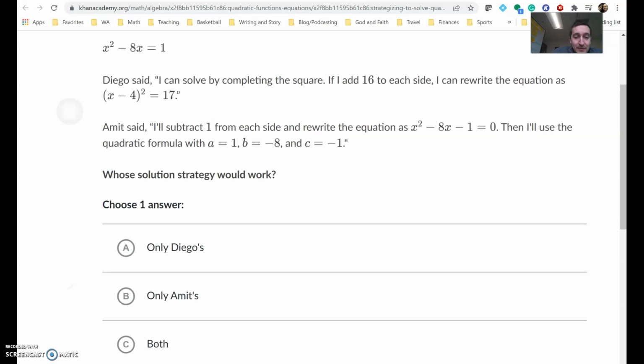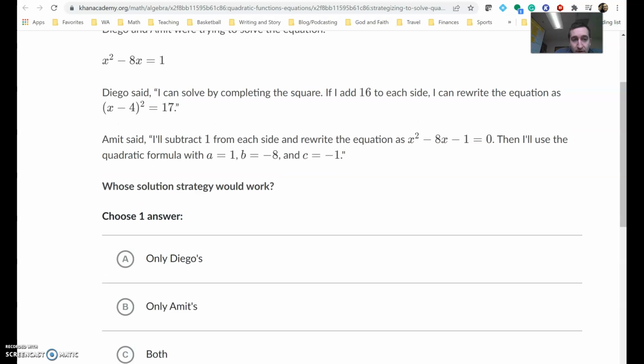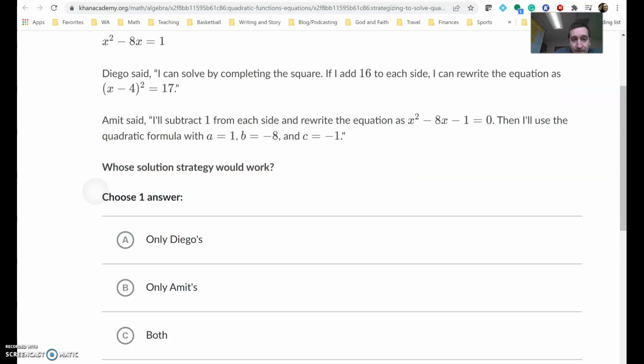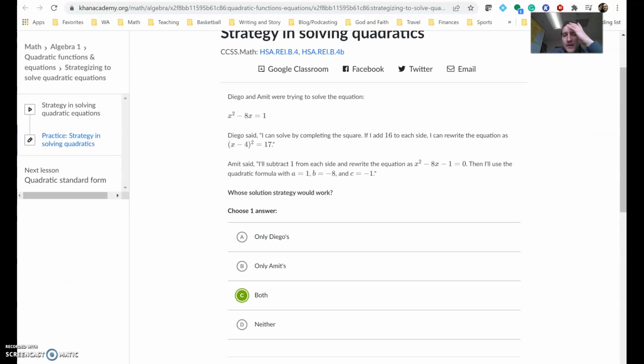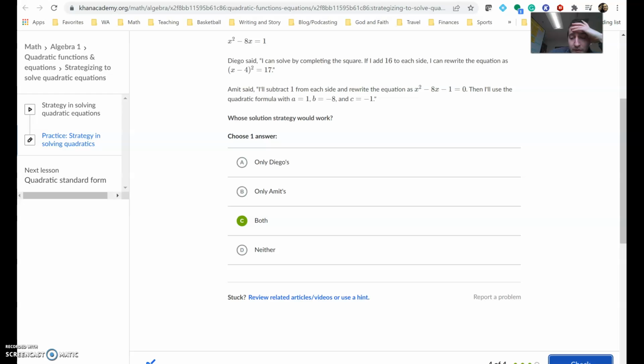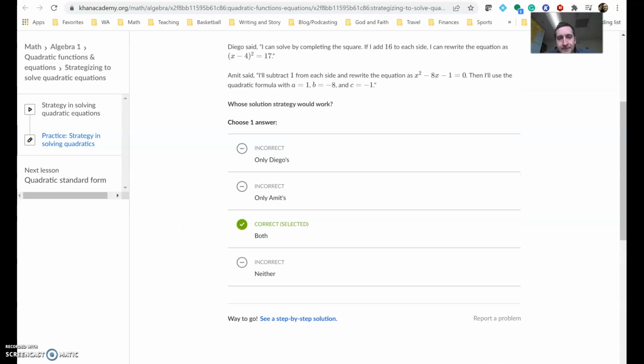And honestly, let's see if Amit's works. Subtract 1, so he moves the 1 over. And then he's going to rewrite it as this, correct. Then he wants to use the quadratic formula. A's 1, yep. B's negative 8, yep. C's negative 1. Yeah, so Amit's is going to work. So believe it or not, they're both going to work. And so we'll go with both. Sorry about not telling you the completing the square stuff, okay?